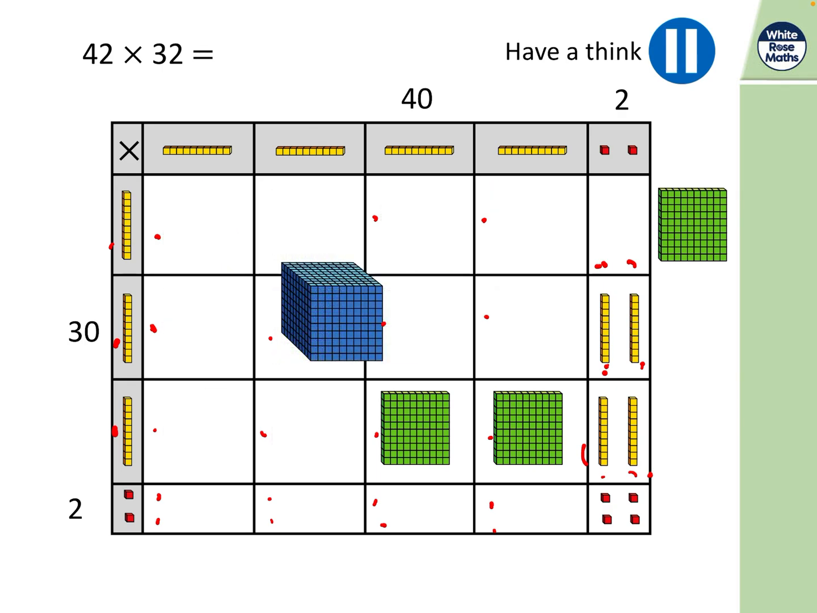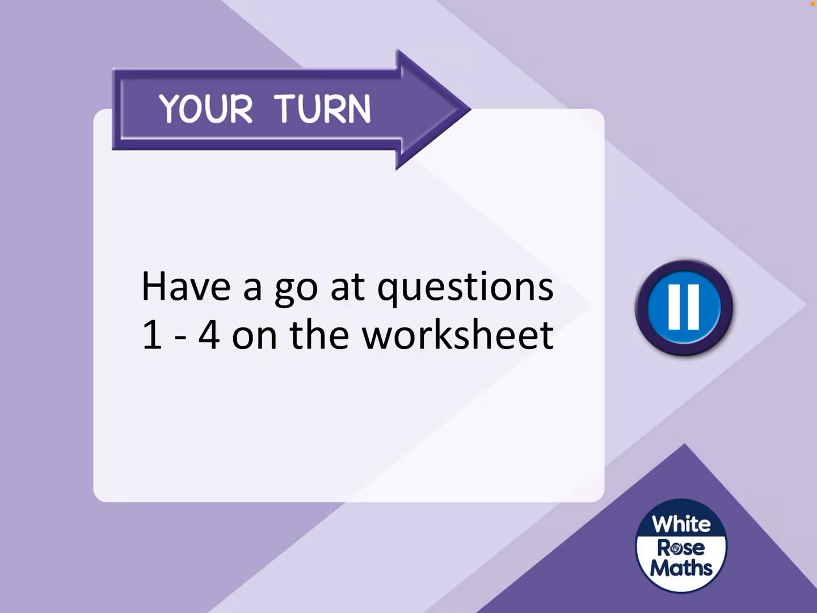So, oh, look at all those hundreds. We can take some of those hundreds and swap them for a 1,000 cube. So we have 1,000, which is the blue cube, 344. Well done if you got that.